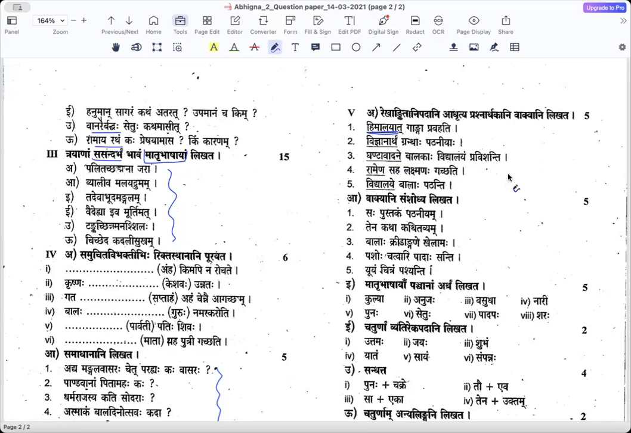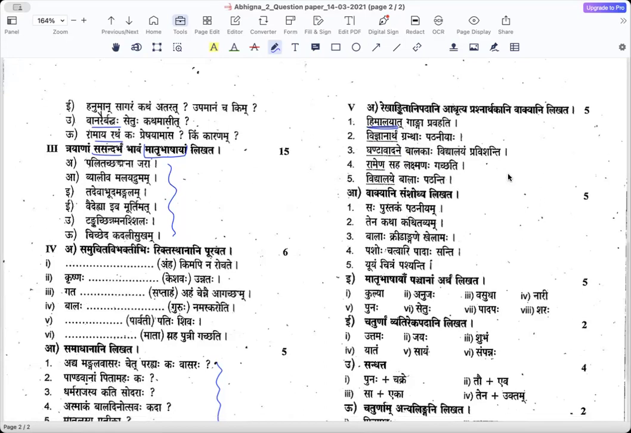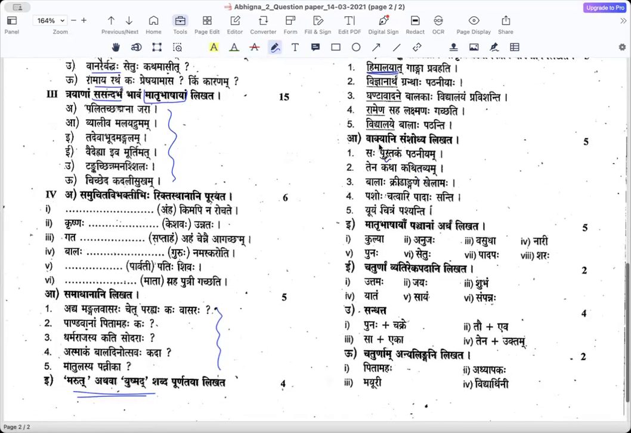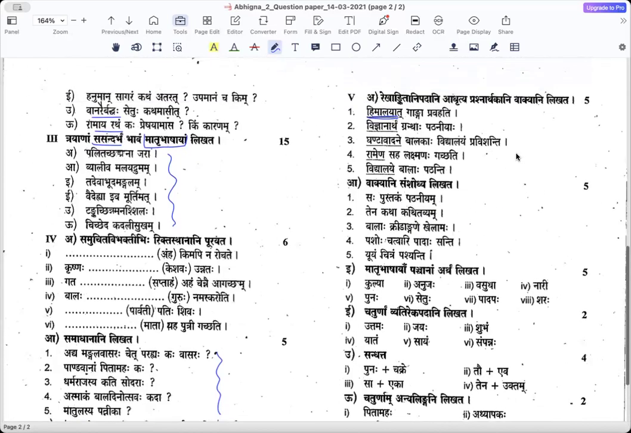Think about what would be the best question substitute for the underlined word. If there is nothing underlined, mostly I will correct it and send so that you are restricted to that particular thing. So it should not be a problem. Next is Vakyani Samshodhya Likhata. These, you don't have any choice in these questions. Once you start this number four section, your choice is very less here because it is grammar and you're expected to know your basics clearly.